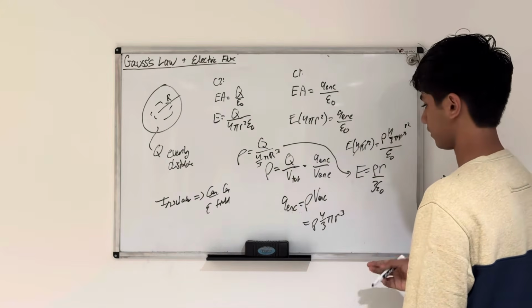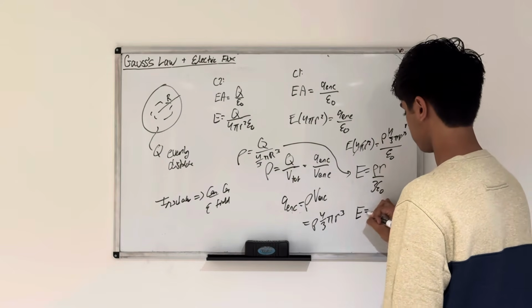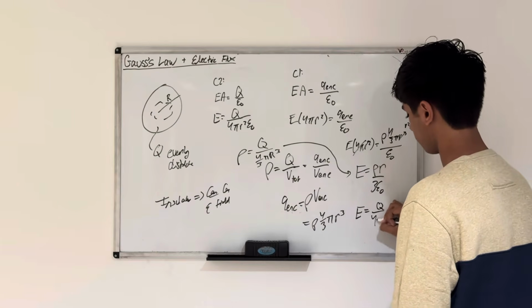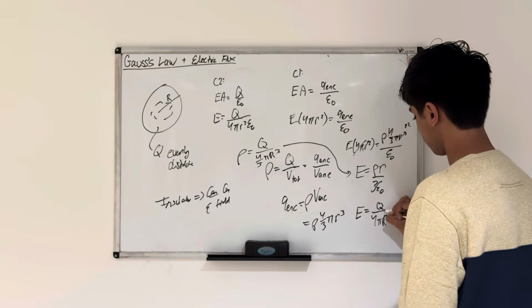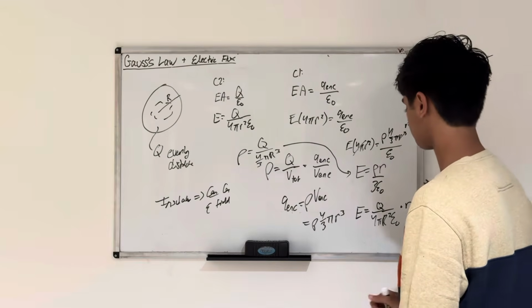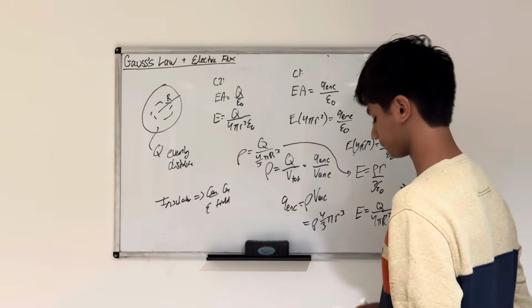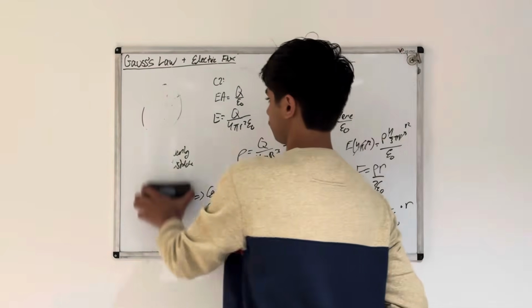And if we plug it in, we'll get electric field is equal to Q over 4 pi big R squared epsilon naught times r. And that's if we want to just get it in terms of Q. Okay, let's do another situation.